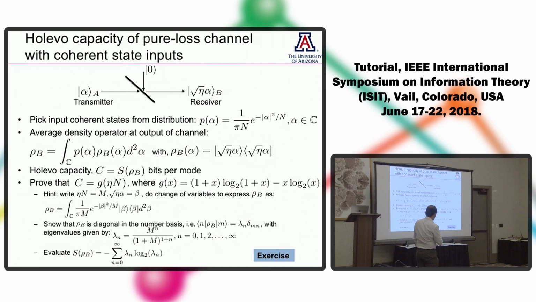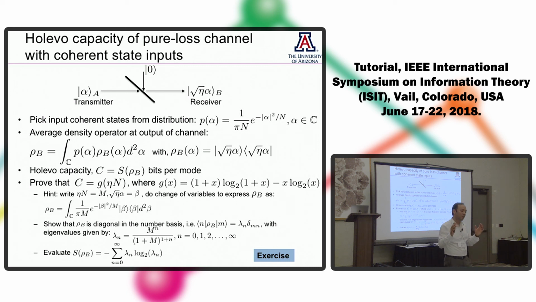And now if you calculate the Holevo capacity with a coherent state transmission, this is a very simple calculation to do. With that particular input distribution, the Gaussian input distribution with mean photon number n, I can write down the average density operator. This average density operator happens to be a thermal state, and the von Neumann entropy of that average density operator gives us this g of x function. And this is a pure state, so you don't have that second term in the Holevo capacity expression.